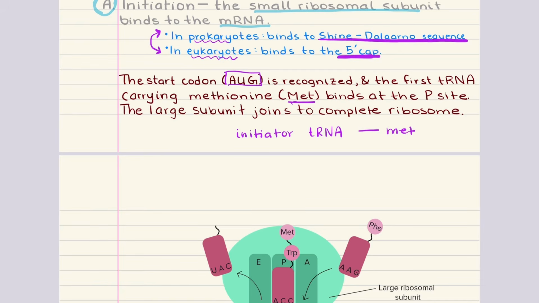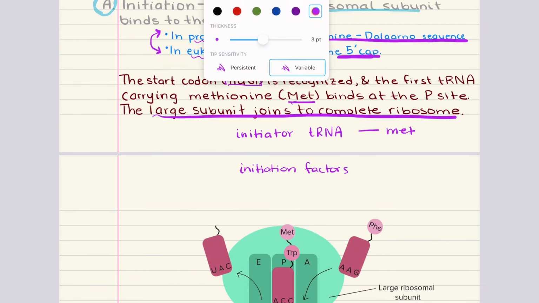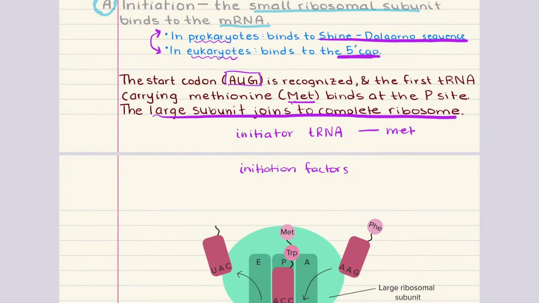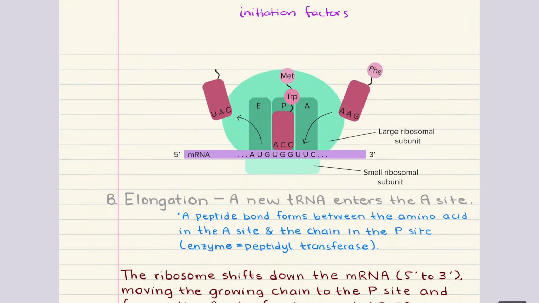Now, at this stage, a group of proteins called initiation factors are also involved. They help guide the ribosome to the messenger RNA, they help stabilize that interaction, and they make sure that everything is assembled correctly. Once the initiator tRNA is in place and the start codon is recognized, the large ribosomal subunit joins to complete the full ribosome, and that marks the end of initiation. The ribosome is now ready for the next phase. The next phase is elongation.